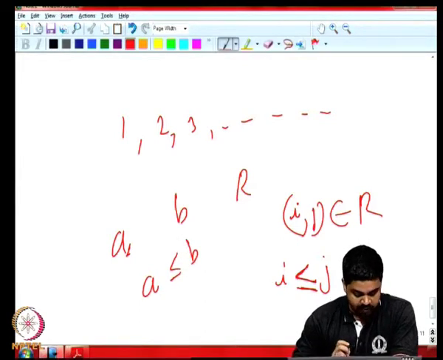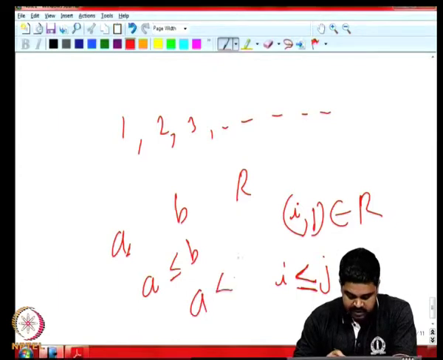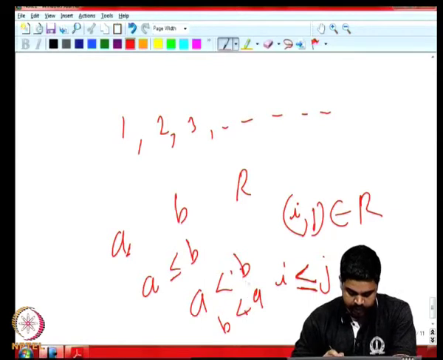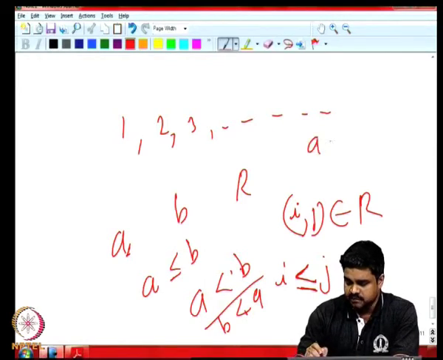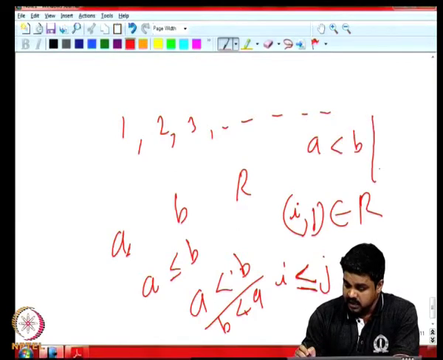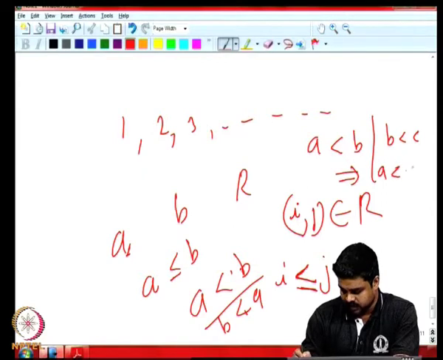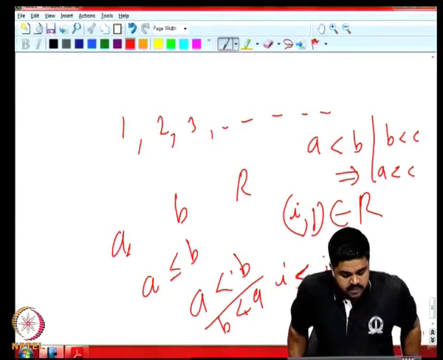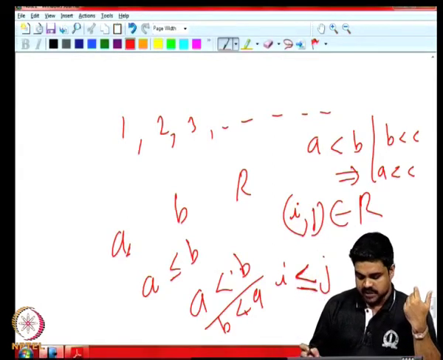It is reflexive because A is less than or equal to A. It is antisymmetric because if A is not equal to B and A is less than B, then we can never have B less than A also. Only one of these two things will be true, right? And transitivity is very clear because if A is less than or equal to B and B is less than or equal to C, then A is less than or equal to C. So this natural order on the natural numbers or real numbers is a partial order.